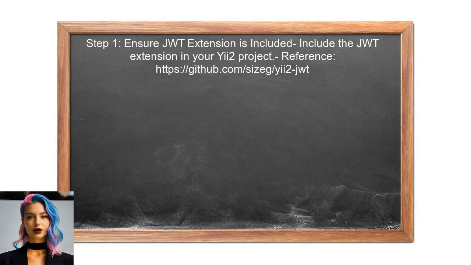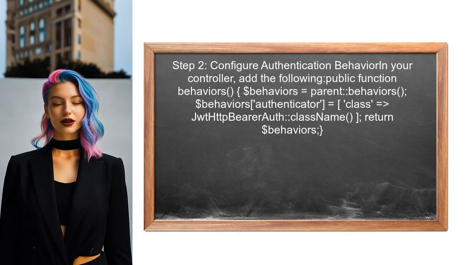To validate the JWT token in the API, the user should first ensure that the JWT extension is properly included in their Yii2 project. This is crucial for handling authentication. Next, the user needs to configure the authentication behavior in their controller. This involves setting up the JWT bearer auth class to handle incoming requests with the JWT token.